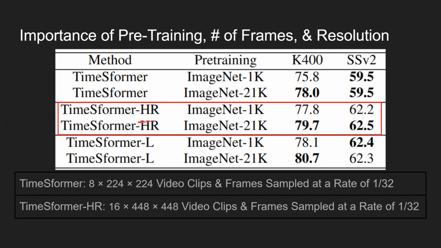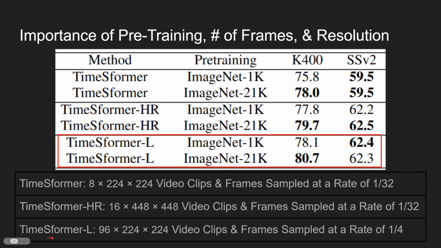The second one that I want to go over is the Timesformer high resolution. So that's 16 frames by 448 pixels squared, and so it's a lot more data because it's a higher amount of pixels and a higher amount of frames as well. And then the last one is the Timesformer L, and that one is 96 frames by 224 squared. So that's, again, a much larger amount of data, and that's actually the best in class performance that we see from Timesformers.